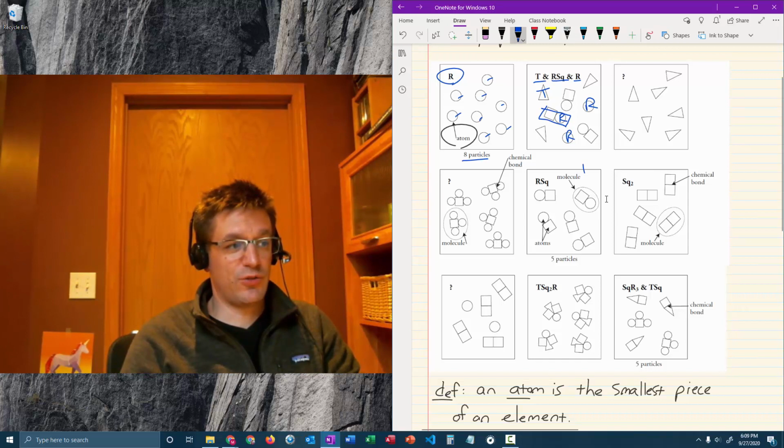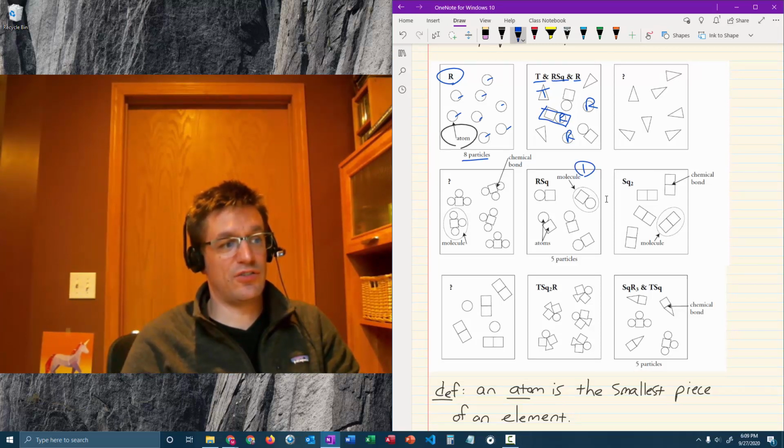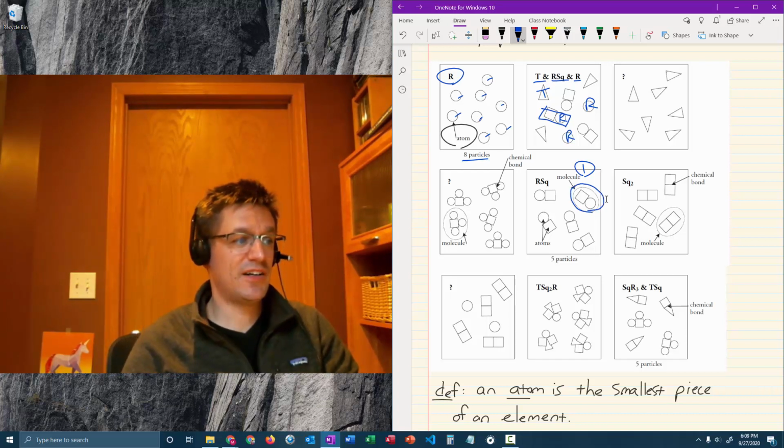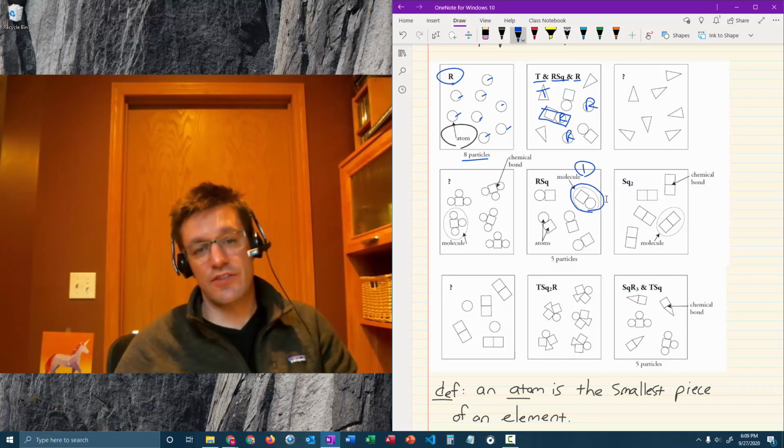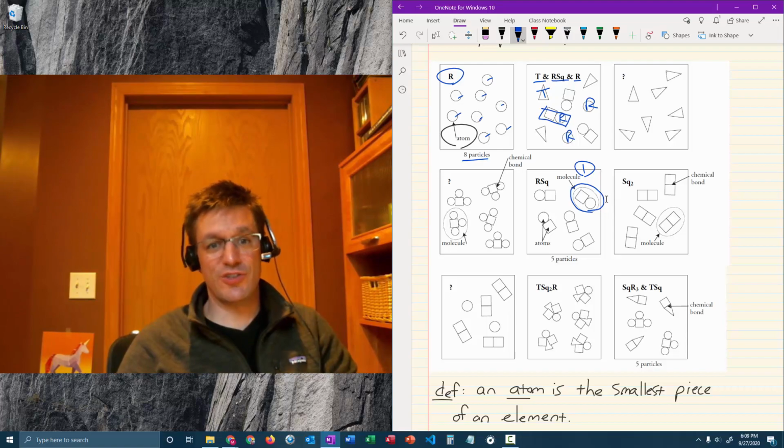The first question in the worksheet asks you to find the molecule of RSQ that's circled. That's right here. So that ought to get you started. Just pay attention to all the labels, use the definitions that I have here, and you should be just fine.